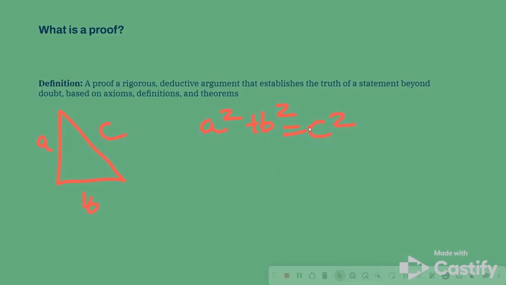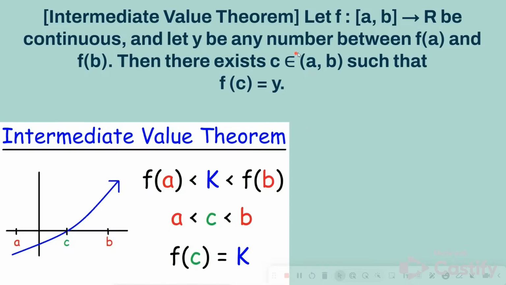So for today's video, we're going to cover the intermediate value theorem, which states: let f be a function from a to b on the reals, be continuous, and let y be any number between f of a and f of b. Then there exists a c in (a, b) such that f of c equals y. This sounds like a lot, again, but I promise you, it's pretty simple.